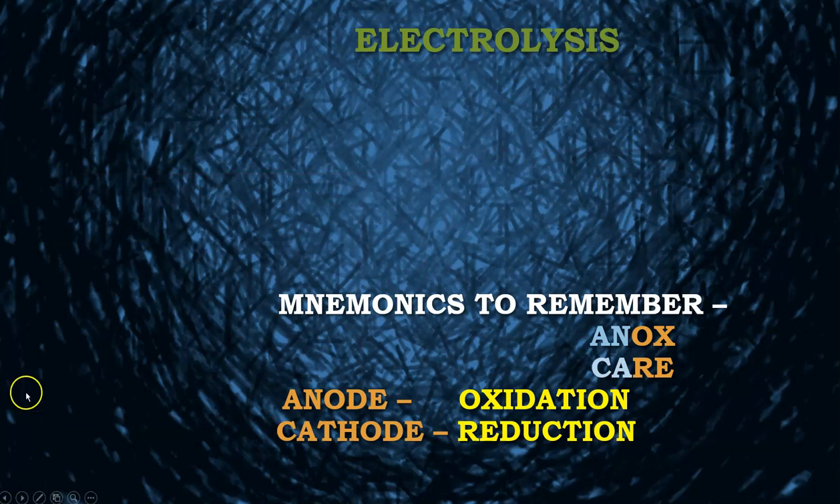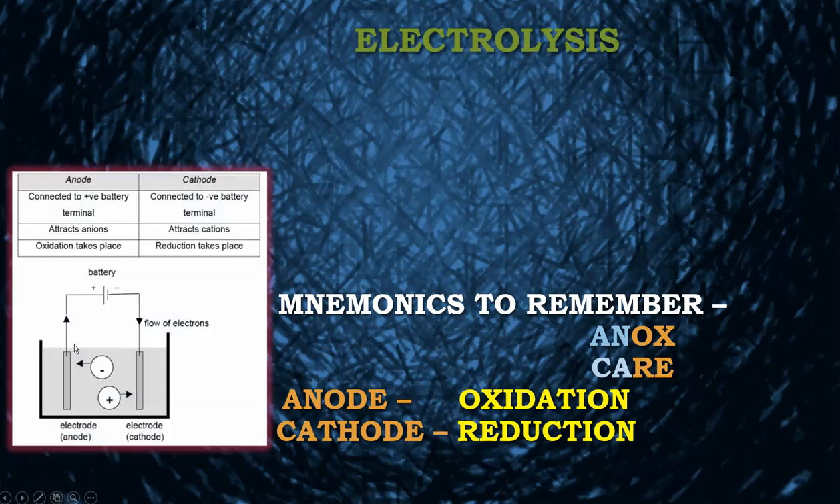So for electrolysis, the mnemonic that you need to remember is anox care. This is personally something I have made. You can just remember this thing like this. So anode has oxidation. Oxidation occurs in anode and reduction occurs in cathode. So you can just remember it like anox care. So you're just taking care of an ox. So basically, anode undergoes oxidation and cathode undergoes reduction.